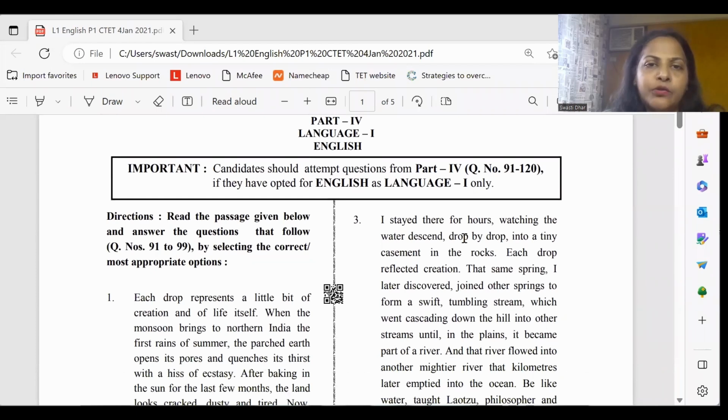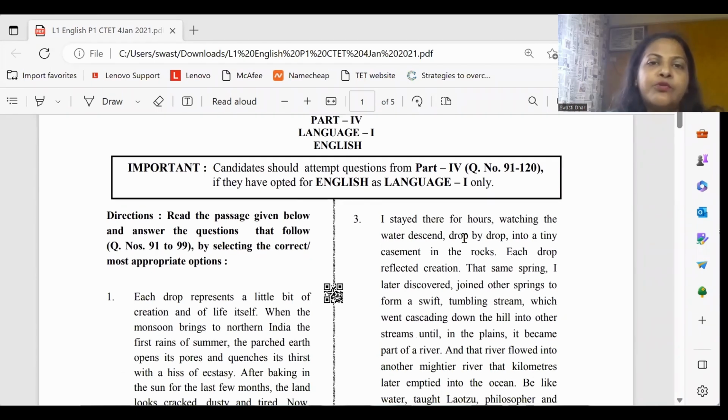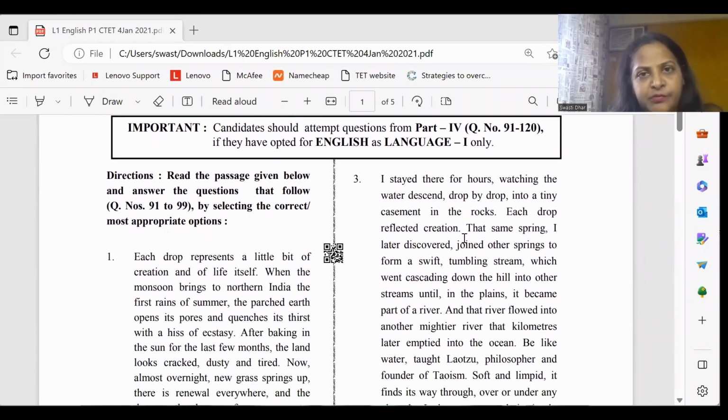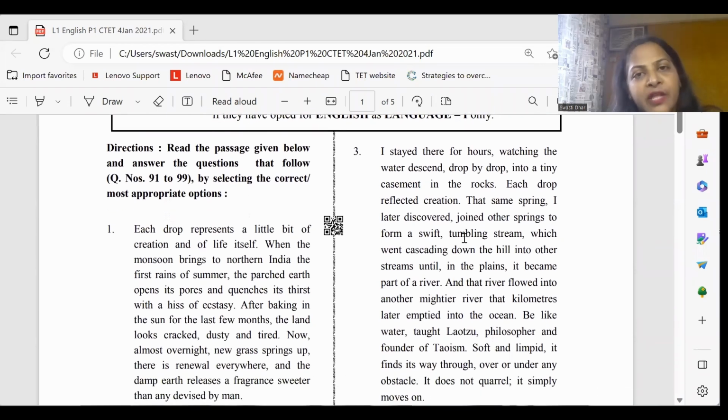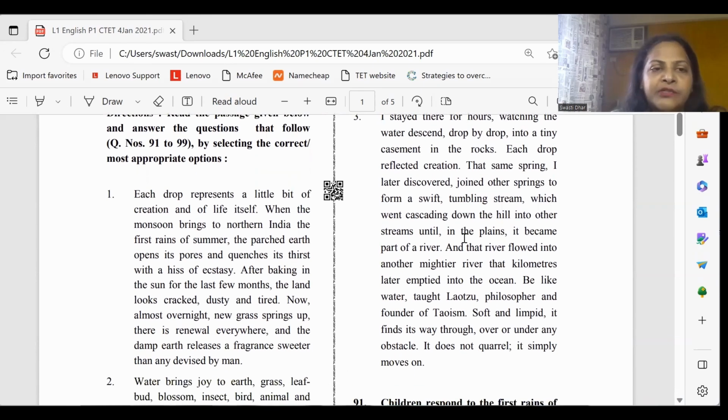And ideally, why I want you to have the paper with you is so that you have read the passage and then you're following through. So I'm going to presume that you've read the passage and we will be just doing the answers. And I shall also be giving you explanations for the same. So the first one is a comprehension. Each drop of water, it represents about water.